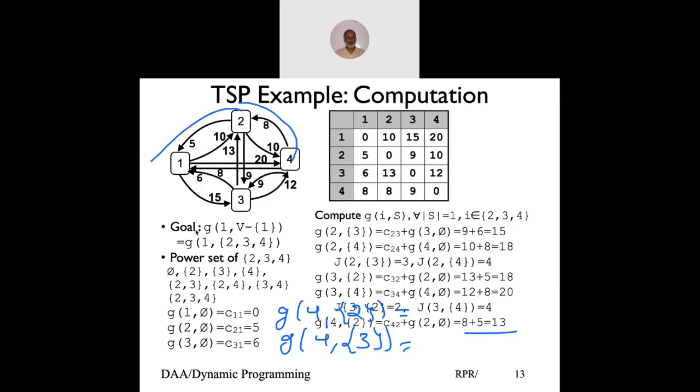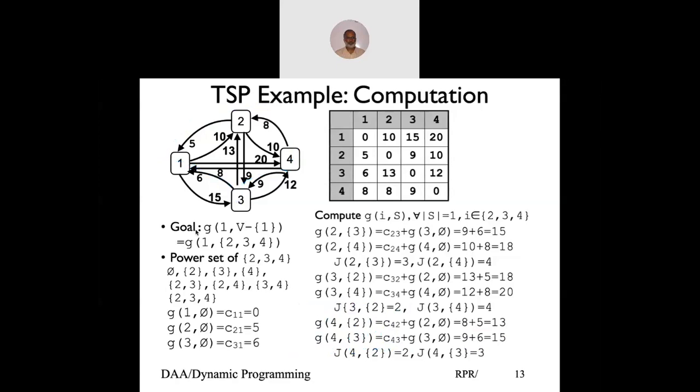This is what we get. Similarly, G(4, {3}), meaning we come from 4 to 3, which is 9, and 3 to 1 is 8, so 9 plus 8 is 17. Oh, sorry, 3 to 1 is 6. So 9 plus 6 is 15. And from 4, when I do G(4, {3}), my next vertex is 3. So J(4, {2}) is 2 and J(4, {3}) would be 3.